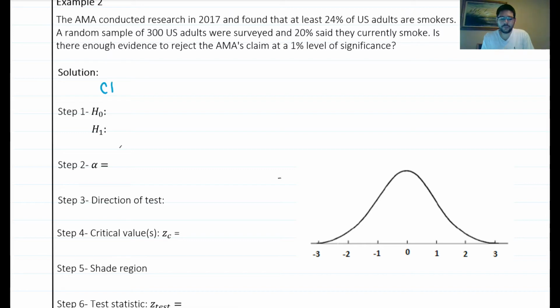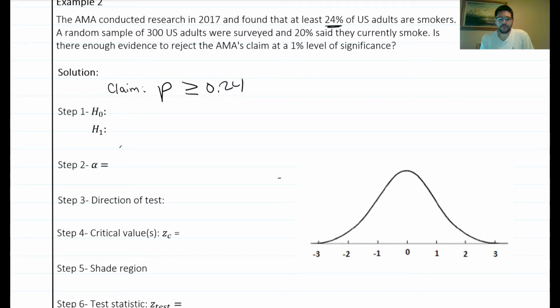So according to this, the claim was the AMA's claim that at least 24% of U.S. adults are smokers. So in this case, remember proportion. When you see a percentage, you think proportion. When you think proportion, you're going to think population proportion, which is p. So we're not going to use mu anymore. Mu was for the population mean. This time we're concerned with proportions. So p is going to be greater than or equal to, and then you convert this to a decimal, so 0.24. Again, we prefer to use decimals when we're using the hypothesis test, although it doesn't really matter.